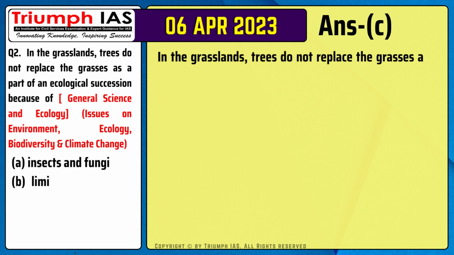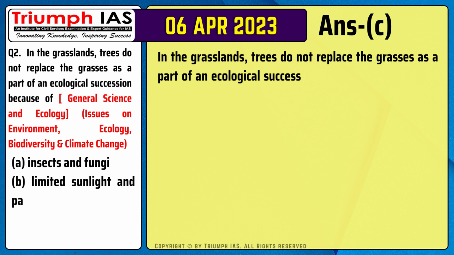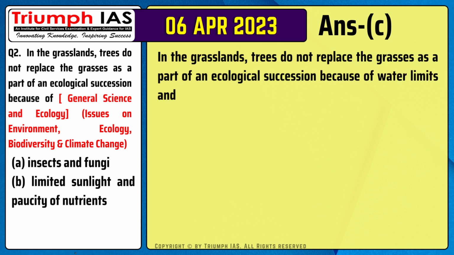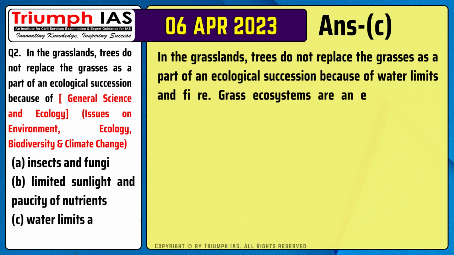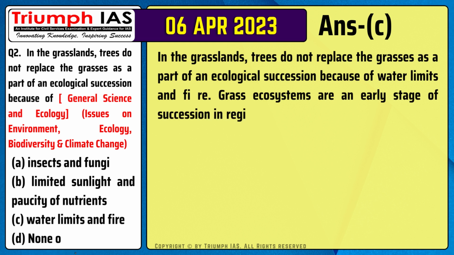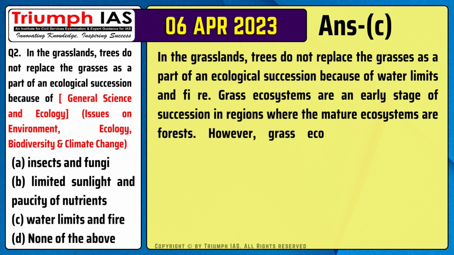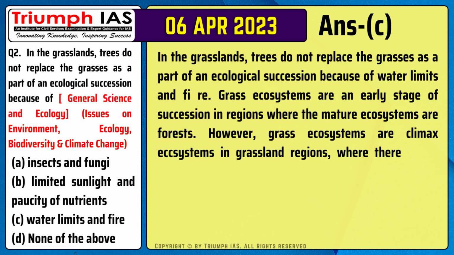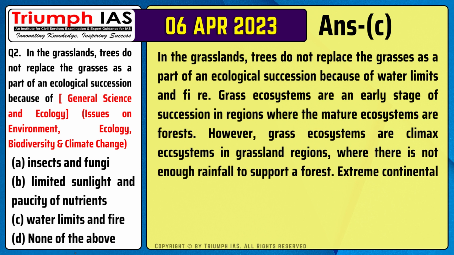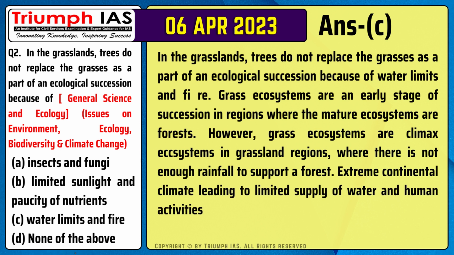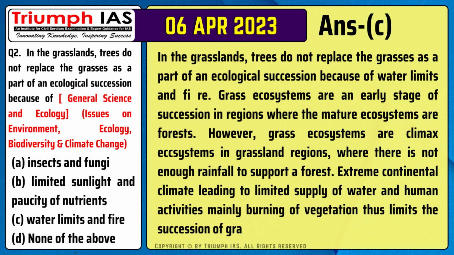In the grasslands, trees do not replace the grasses as a part of an ecological succession because of water limits and fire. Grass ecosystems are an early stage of succession in regions where the mature ecosystems are forests. However, grass ecosystems are climax ecosystems in grassland regions where there is not enough rainfall to support a forest. Extreme continental climate leading to limited supply of water and human activities, mainly burning of vegetation, thus limits the succession of grasses by trees.